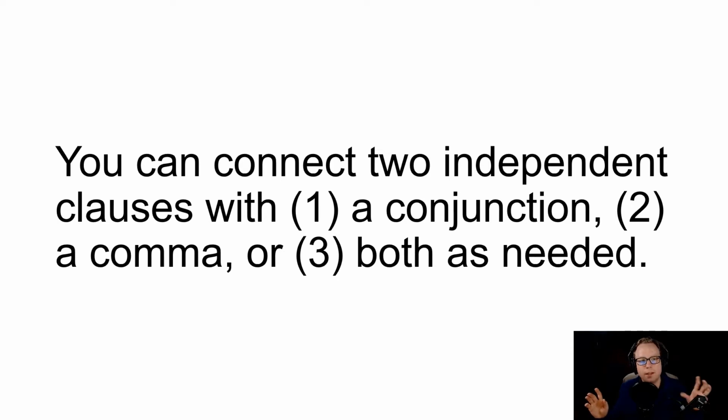Here's an important thing when it comes to doing this correctly. You can't just take two sentences and stick them together. We would call that a run-on sentence. You can't just stick a comma anywhere you want, because if you don't connect it correctly, we call those comma splices. But when you include a conjunction where appropriate, you can make a correct compound sentence. You can connect two independent clauses, depending on the situation, with a conjunction, with a comma, or both as needed. And it's not always going to be the same.